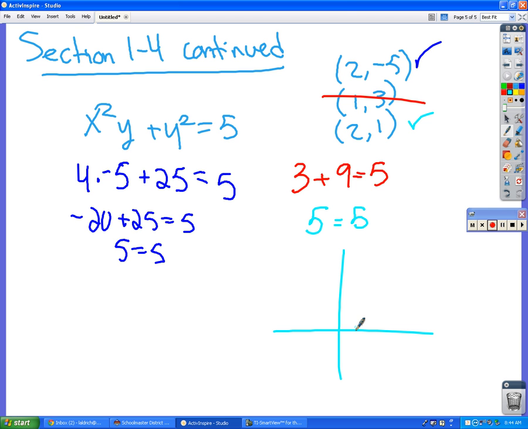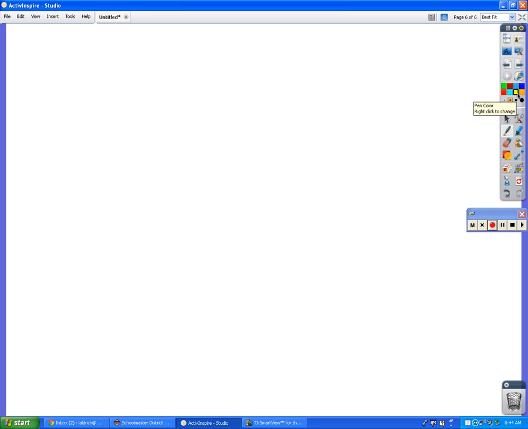So if I graph 2, -5, that's down here. If I graph 2, 1, that one's right there. Does it pass the vertical line test? No, because when I put in 2 one time, I got -5 as an answer. When I put in 2 another time, I got 1 as an answer. So that is not a function. It is a relation, not a function.